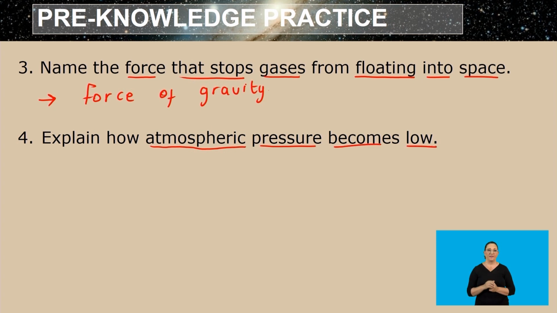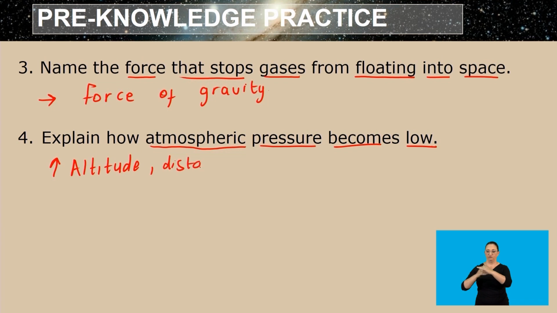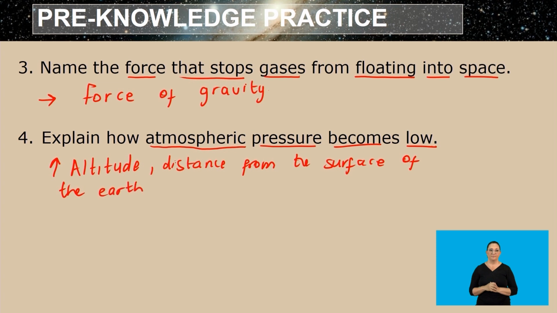Okay? Now, how does our atmospheric pressure become low? It becomes low when there is higher altitude. Okay? The higher the altitude, the more we increase the distance from the surface of the Earth. So the distance from the surface of the Earth, that's what will increase. Okay? So as you go high up a mountain, you are increasing the distance from the surface of the Earth, and you are also increasing altitude.